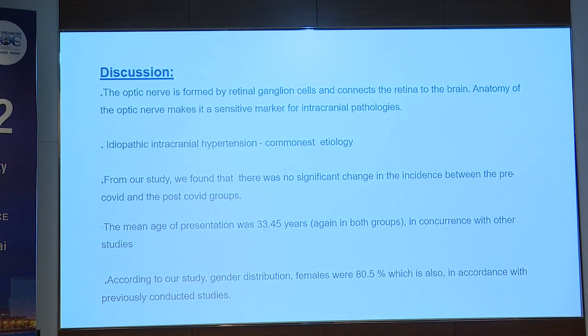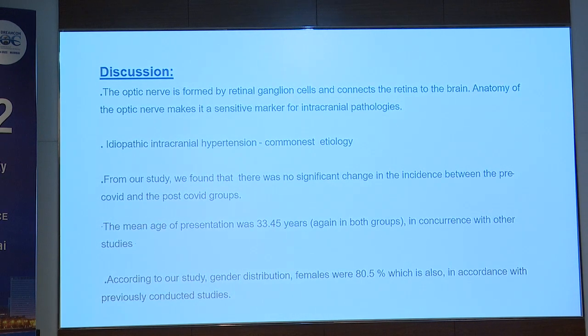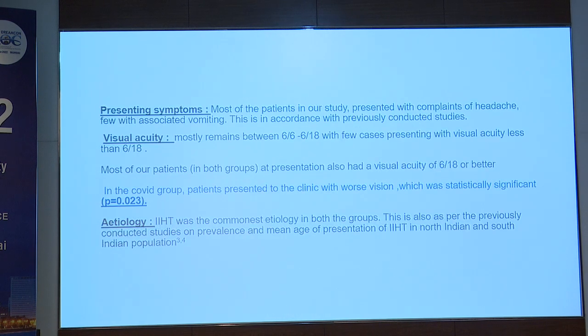Moving on to the discussion of my case, the optic nerve is formed by retinal ganglion cells which connect the retina to the brain. So the anatomy of the optic nerve makes it a very sensitive marker for the intracranial pathologies. From our study, we have found that there was no significant change in the incidence between the pre-COVID and the post-COVID groups. Also, the presenting symptom is a headache associated with vomiting in both the groups.